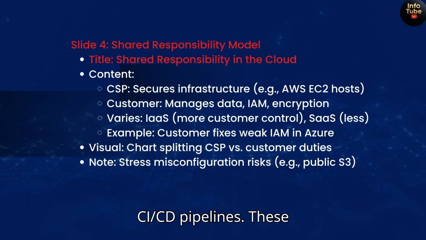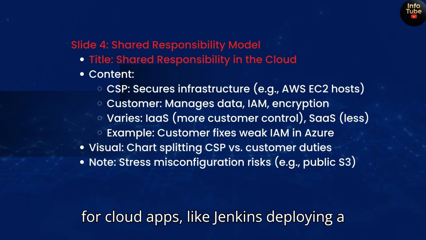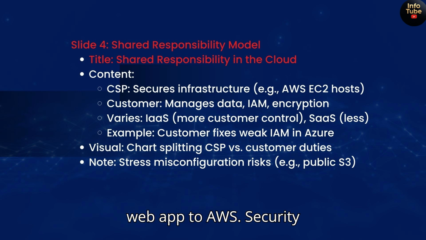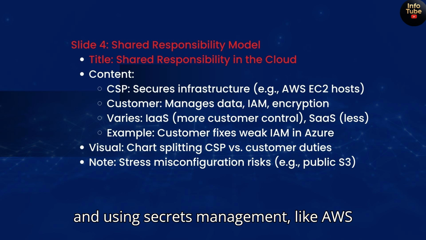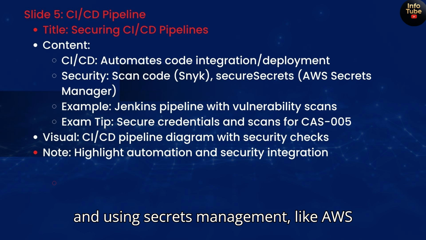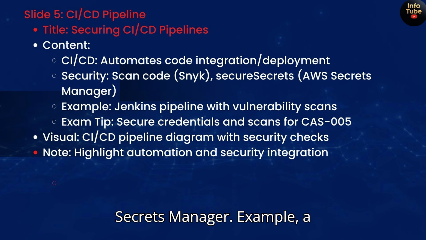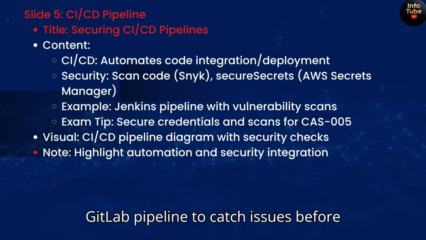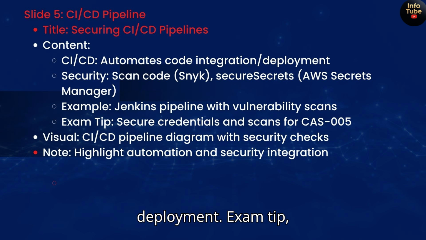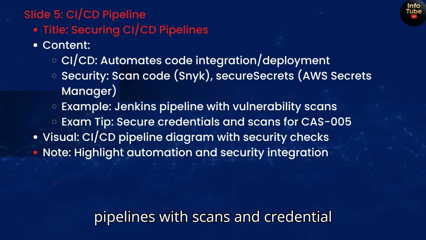Let's talk CI/CD pipelines. These automate code integration and deployment for cloud apps, like Jenkins deploying a web app to AWS. Security means scanning code with tools like Snyk and using secrets management, like AWS Secrets Manager. Example: a team adds vulnerability scans to their GitLab pipeline to catch issues before deployment. Exam tip: CAS-005 tests securing pipelines with scans and credential protection.